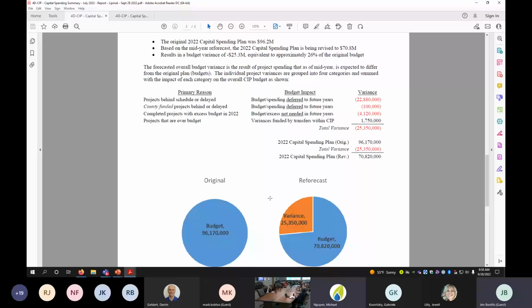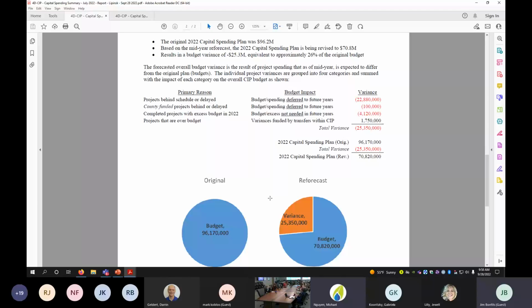go through briefly here the mid-year reforecast that we did for the CIP spending. So last year you approved a $96.2 million capital spending plan for 2022. And every year at the middle of the year, we have a new look at all the projects. We ask all the project managers to take a look. There's 120 some projects to look at the spending through the end of the year and give a reforecast. So it's sort of a bottom-up built reforecast, just like the initial 96 million was.